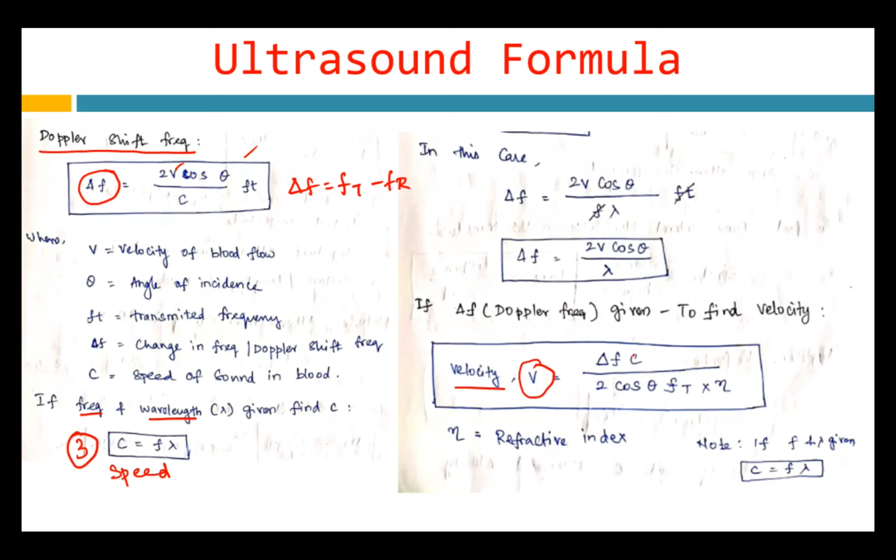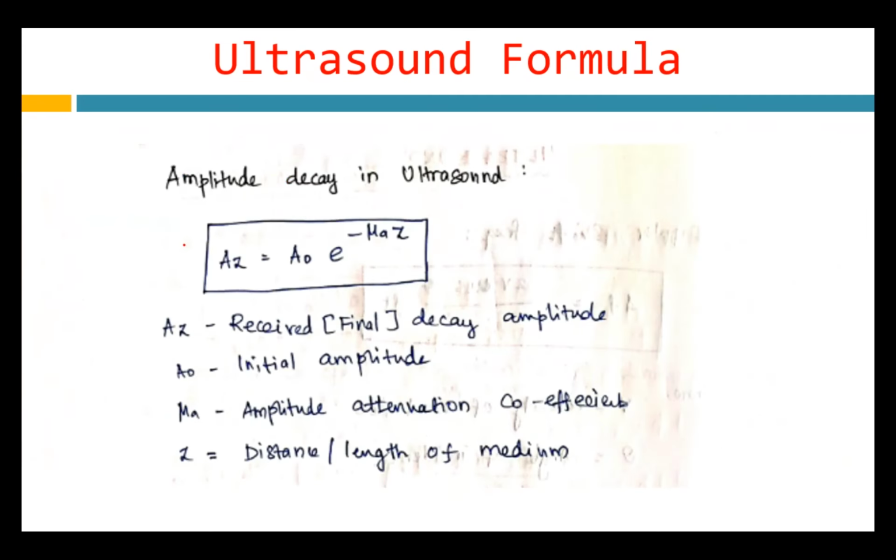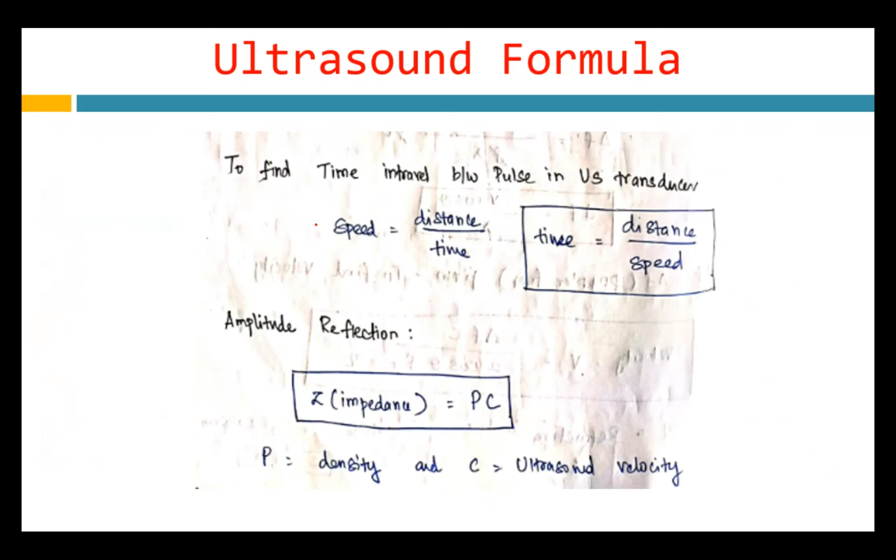In formulas like this, they'll give C. But they won't give C directly. They give you frequency and lambda, or they give speed and frequency and ask you to find the lambda. So they'll rearrange it like that. So knowing this formula is very, very good. The fourth formula is amplitude decay. This will solve some problems. And the simple speed, distance, time formula, and you should know the impedance formula.